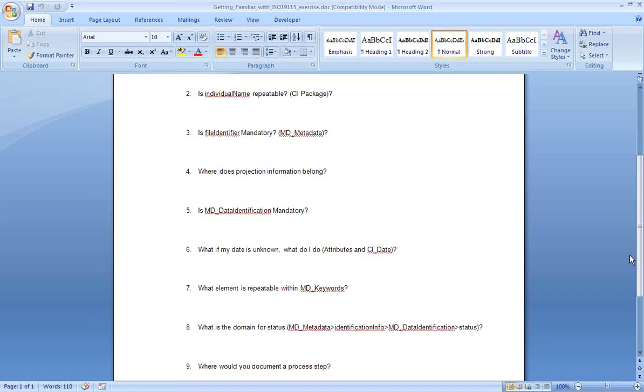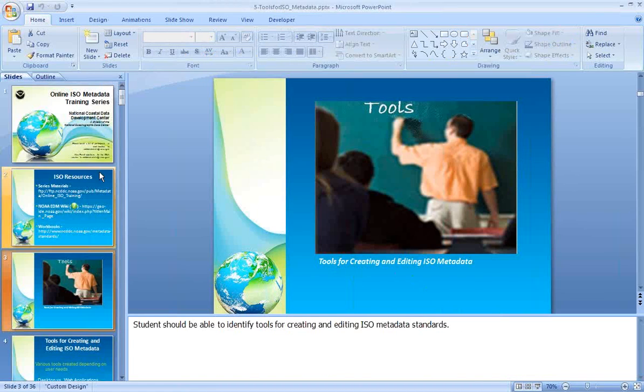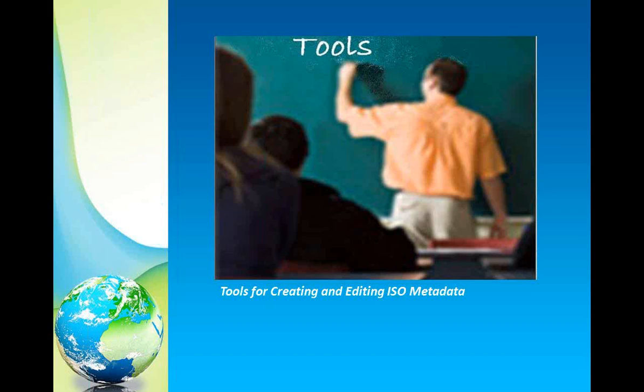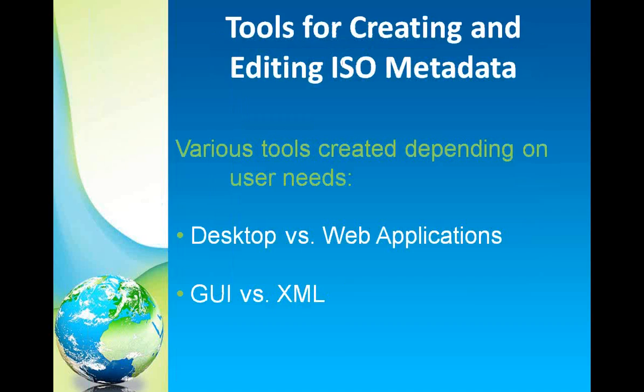So that's the workbook questions. Now we're going to go on to tools. We're going to talk about different tools for creating and editing ISO metadata. What we're going to go over is not a comprehensive list. We're just going to talk about some of the most common ones or things that we have become familiar with. There are different tools depending on what your user needs are, and also what you have available.